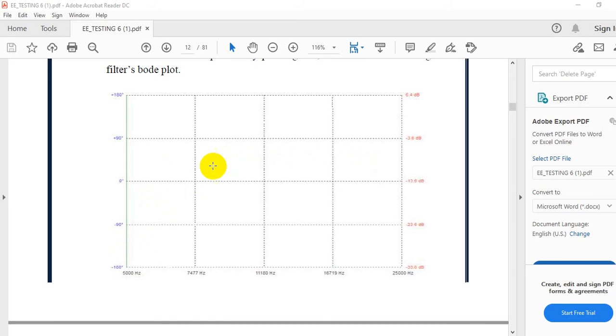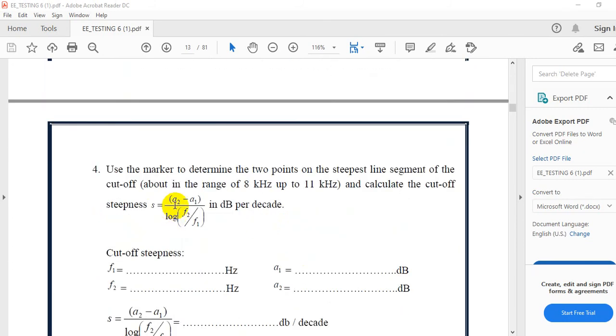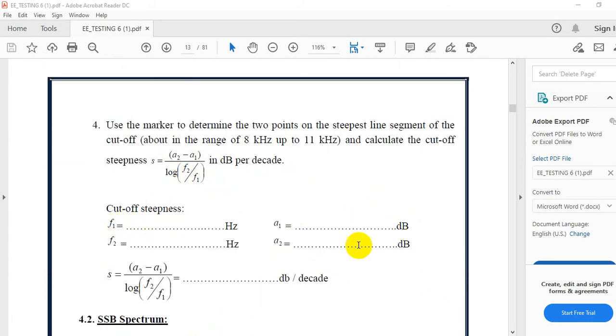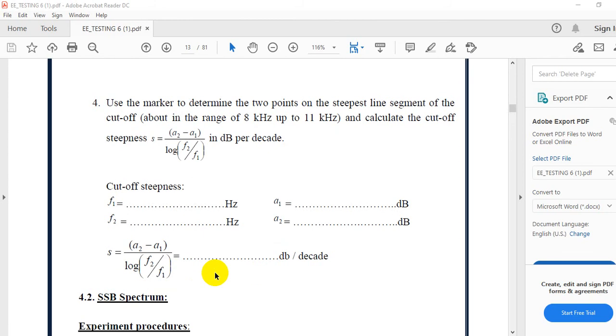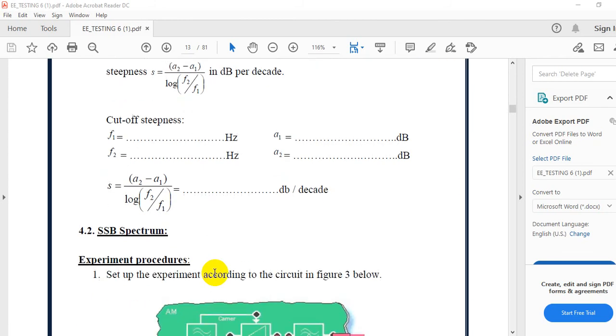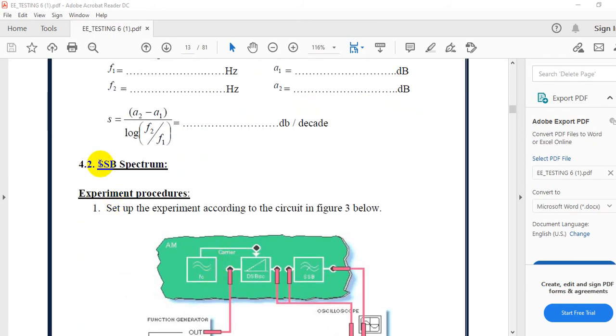You will get something like this, and taking the two values here, just put in this formula: A2 minus A1 by log F2 minus F1. So here you just write the values F1, F2, A1, A2. From here you can calculate the cutoff steepness. Based upon that, we will now perform the SSB spectrum.